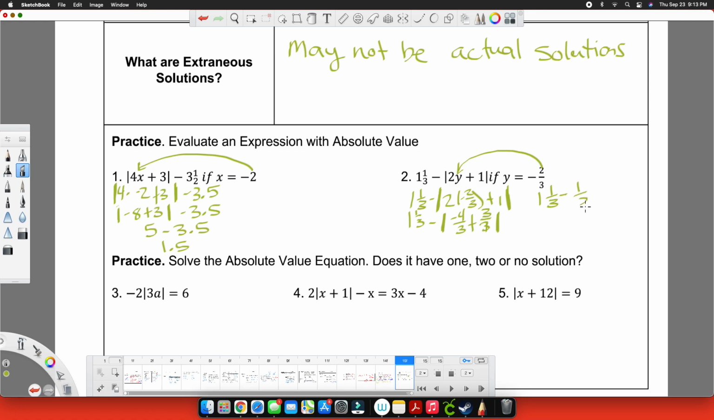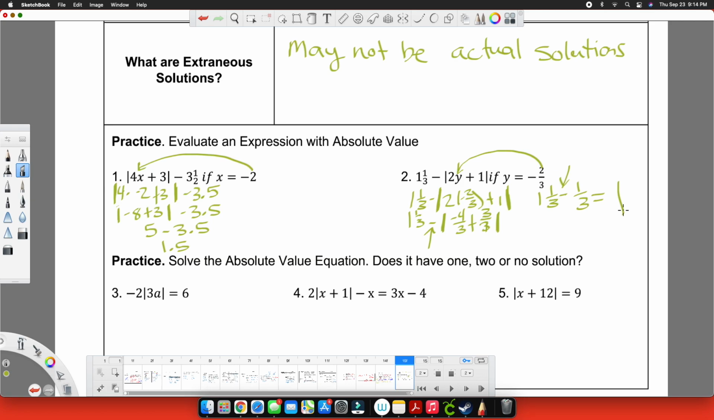This negative came from the outside of the absolute value. That stays there. Okay, that doesn't drop away. Only negatives inside the absolute value drop away. So now I have 1 1/3 minus 1/3. So I just have 1.